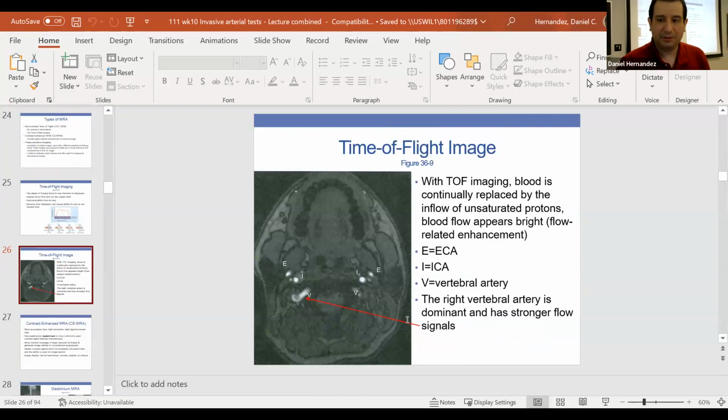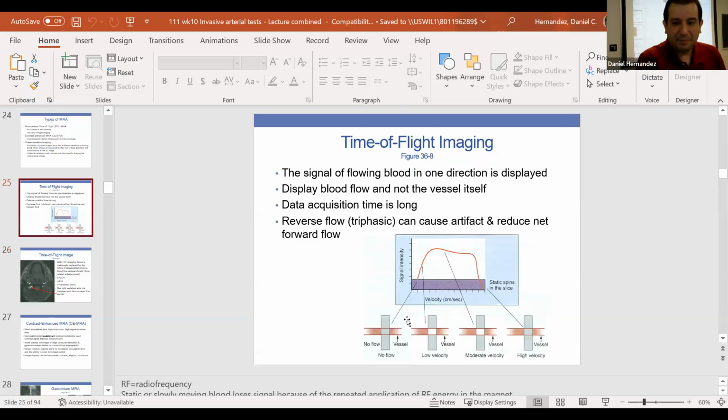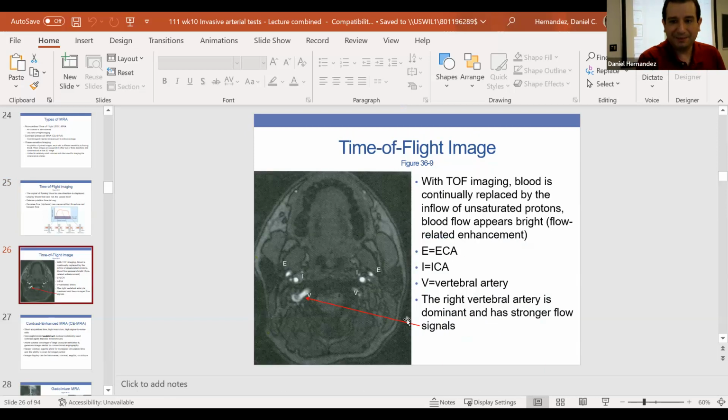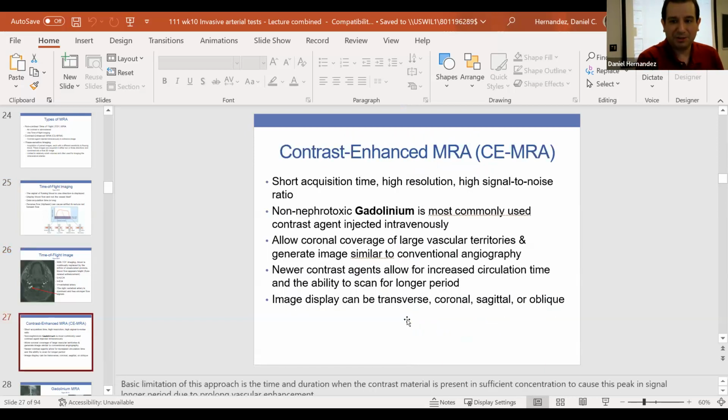So here's just showing an MR of the brain with the contrast. They're trying to time the contrast as it passes through the body, so they're trying to capture that image at the exact moment where that contrast is passing through.